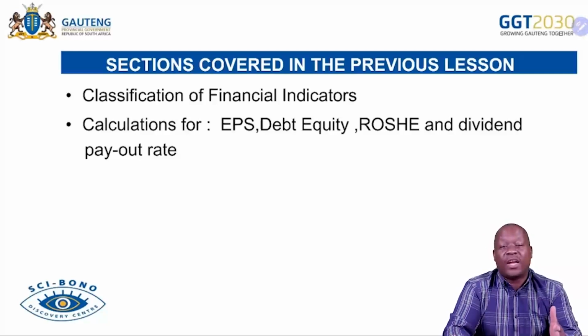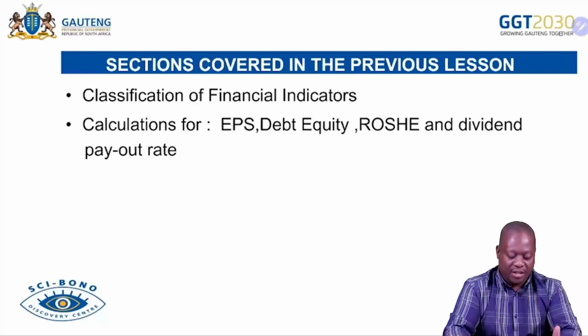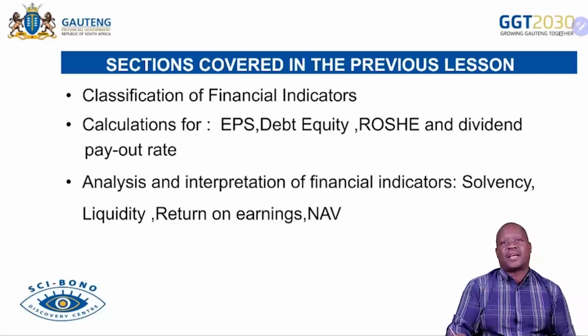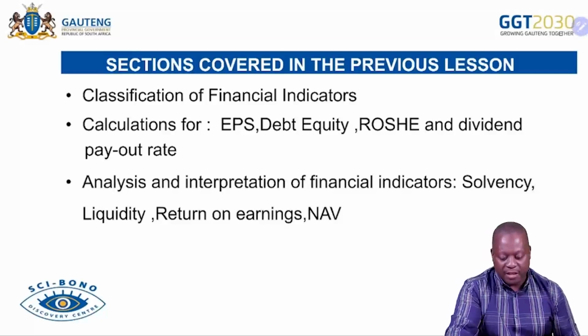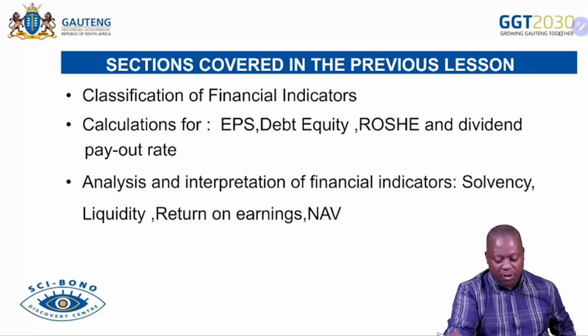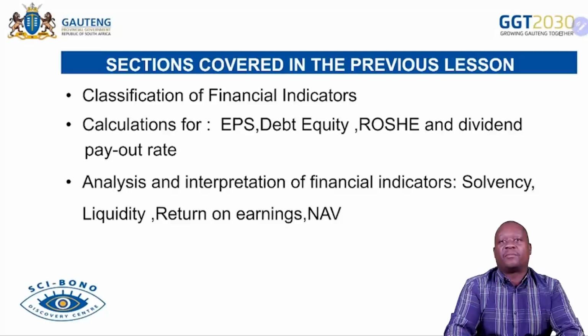Today, we are still going to look into exactly the same ratios and add a few of them so that at least we can be in a position to be at par with what we expect in the exams. We also looked into the analysis and interpretation of financial indicators in our previous lesson. We looked into how to interpret solvency, liquidity, return ratios, and we also looked into our net asset value. Very important. We are still going to be looking into similar ones, but trying to widen our horizon so that when we face this in the exam, it's nothing new, it's something that we have done before.